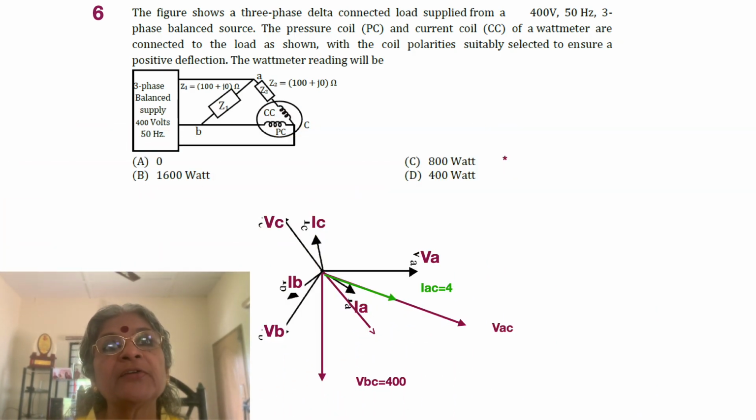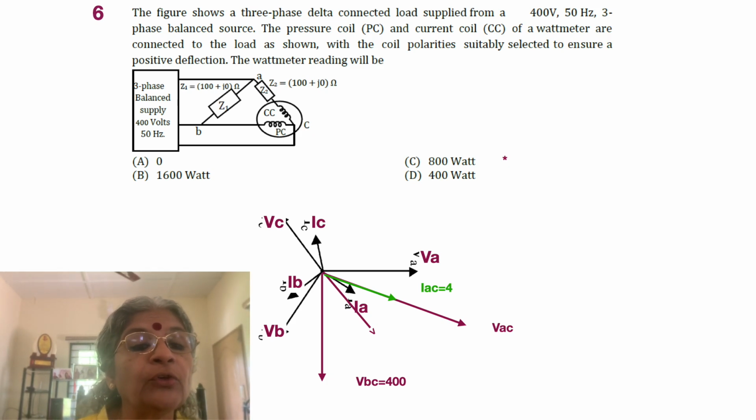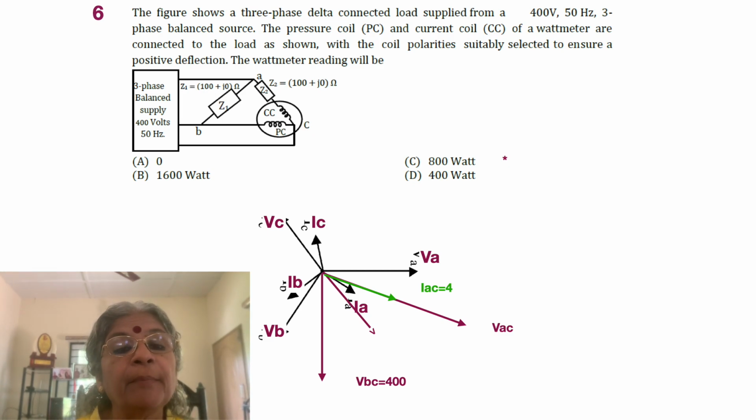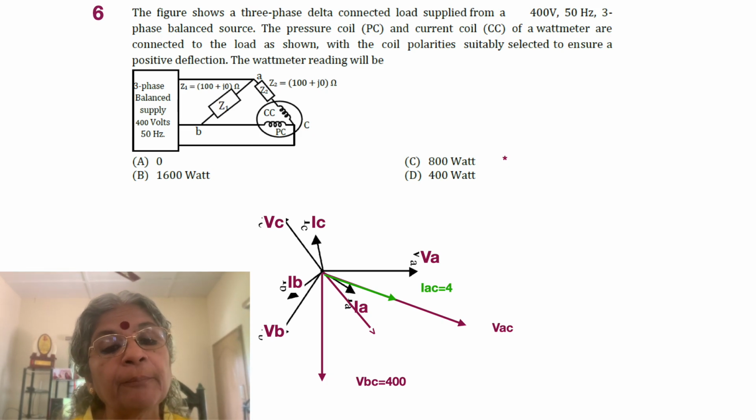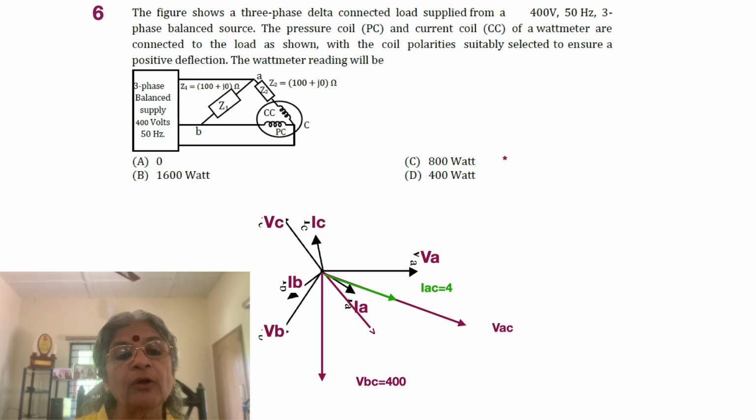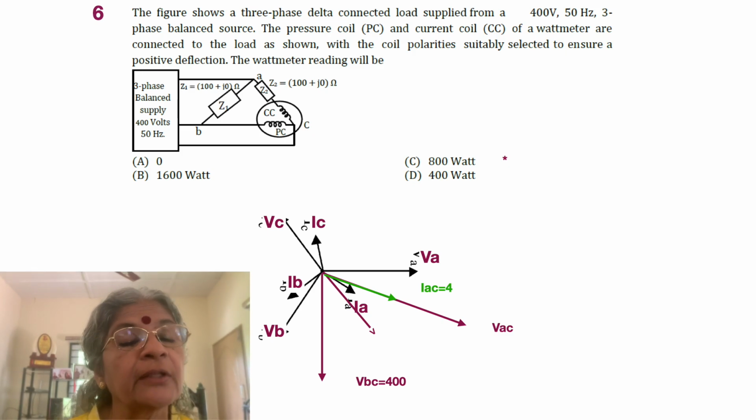So what do we have here? We have the wattmeter measuring whatever it sees. That's always the pattern. So what does it see? It sees a current flowing through 100 ohms, that is Z2, and the voltage across this is going to be 400 volt. Why? Because A and C are connected to the source. So we have 400 by 100, that is 4 amps flowing through it. And then the potential coil is going to measure the line to line voltage, because it's B and C, that is equal to 400.